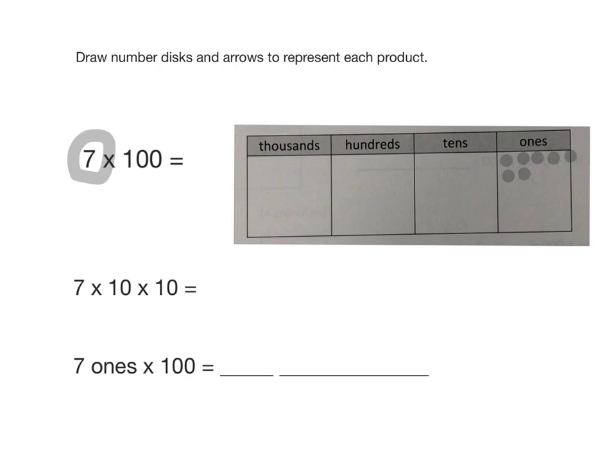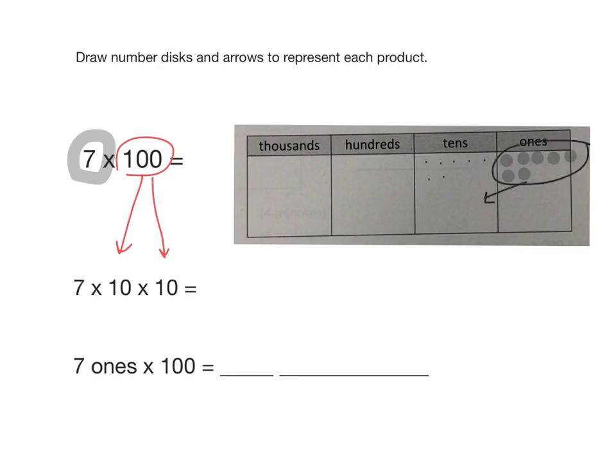Okay? Now, do you guys agree that 100 is 10 times 10? Right? So if I'm multiplying by 100, that's the same as multiplying by 10 and then multiplying by another 10. So what's 7 times 10? 70, right? So 70, by the way, is 7 tens, right? So I moved these over here to multiply by 10.